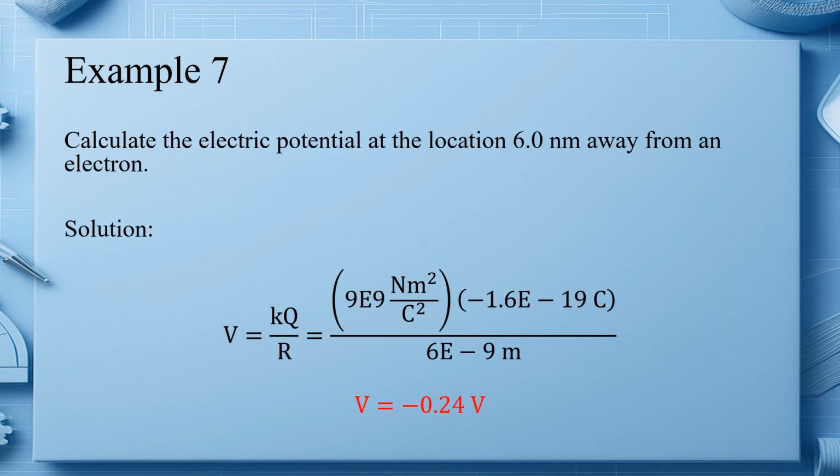So for example, calculate the electric potential at the location 6.0 nanometers away from an electron. So we have here 9 times 10 raised to 9 multiplied by negative 1.6 times 10 raised to negative 19 coulomb. So this is the charge of the electron, and then over 6 times 10 raised to negative 9 meters.